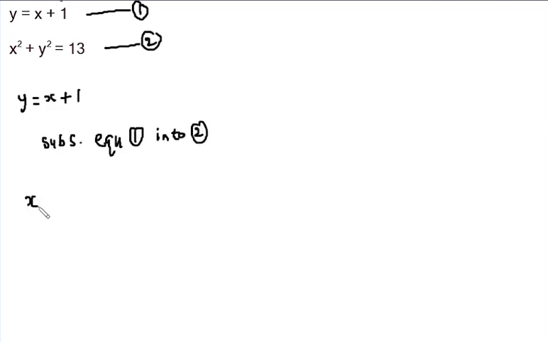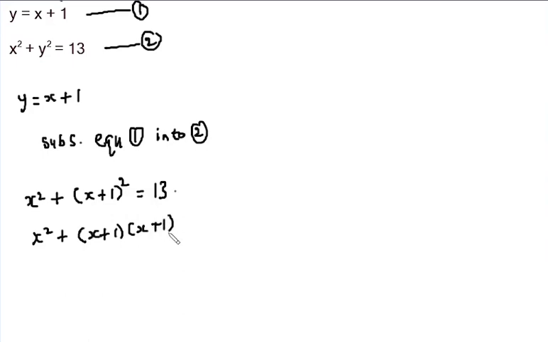So I have x squared plus, my y squared will be replaced by x plus 1. So I have open bracket x plus 1 squared. This is equal to 13. So I'll be simplifying this. If I simplify this, I'll have x squared plus x plus 1 squared, which is x plus 1, x plus 1. This is equal to 13.